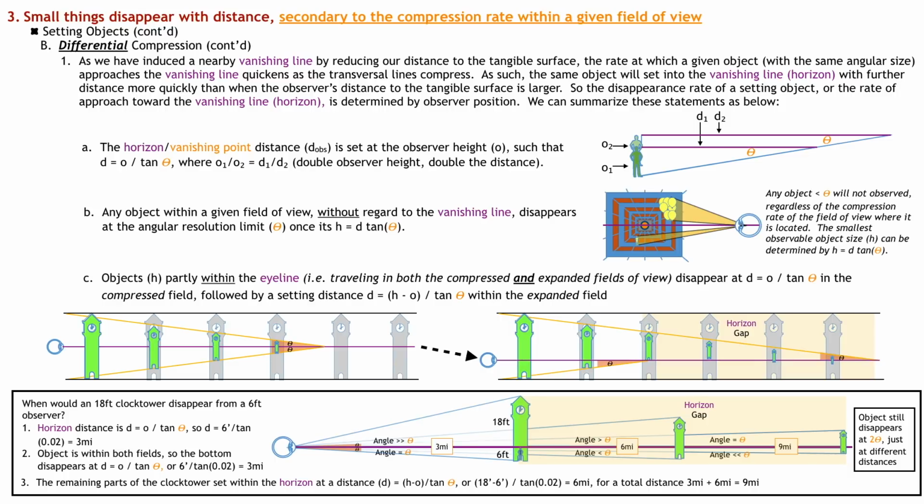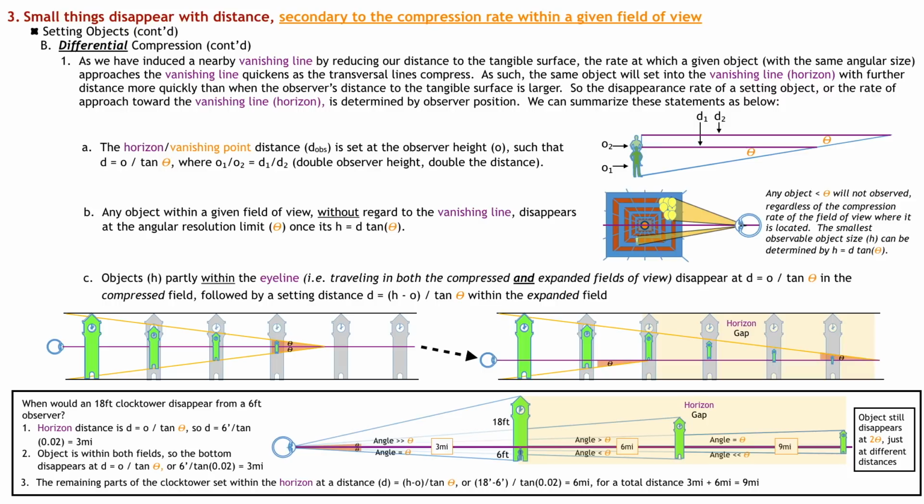So that's part B. Part C: objects partly within the eye line, i.e. they have parts of them above and below the eye line, and they're moving straight away from you, similar to a car, let's say. They are traveling in both the compressed and expanded fields of view. They disappear at a distance d equal to the observer height divided by tangent theta in the compressed field, that first field, where after that they begin to set, and that distance is then equal to the object height that is still visible once it reaches the horizon line, minus the observer height, divided by the tangent of theta. So we'll go through an example here for how that looks.